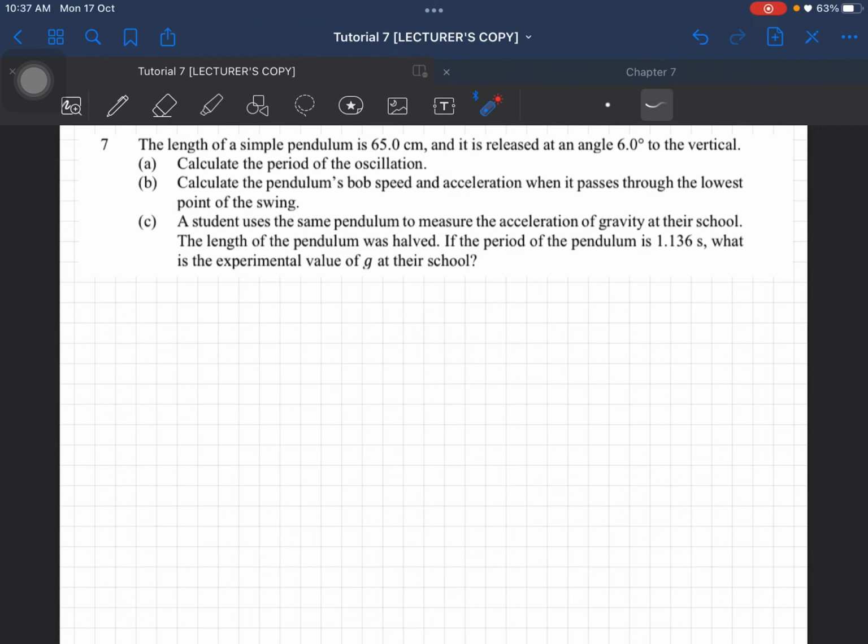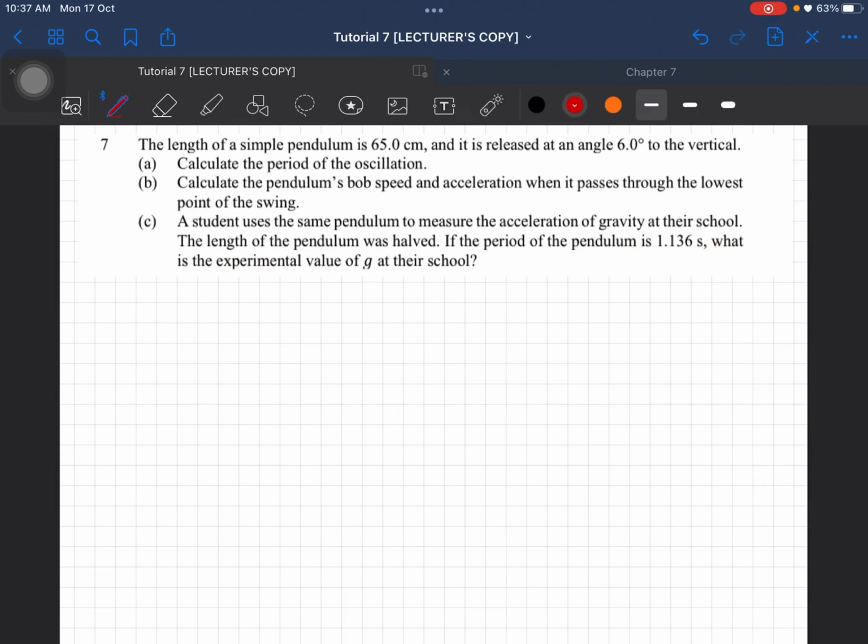Okay, so question 7. The length of a simple pendulum is 65 centimeter and it is released at an angle of 6 degrees to the vertical. Calculate the period of the oscillation, and the pendulum's bob speed and acceleration when it passes through the lowest point of the swing. Then a student uses the same pendulum to measure the acceleration of gravity at the school, so the length of the pendulum was half. If the period of the pendulum is this, what is the experimental value of g?